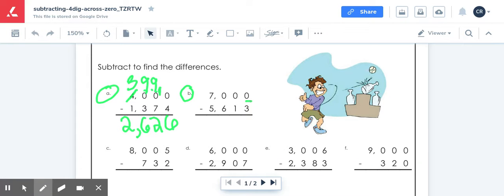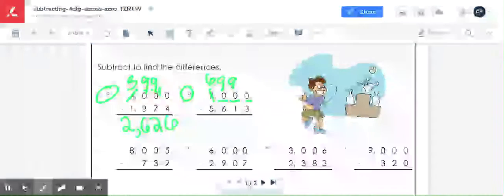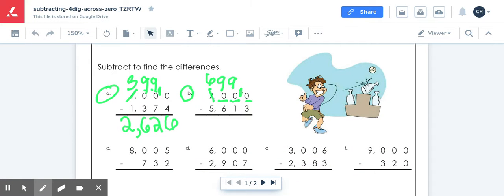I'm gonna start there, and I'm gonna go next door. They have nothing, and that's the tens. I'm gonna go to the hundreds. They have nothing, so I'm gonna go ahead to the 7,000. It becomes a 6,990, and this becomes a 10. 10 minus 3 is 7. 9 minus 1 is 8. 9 minus 6 is 3. Comma, comma, comma. 6 minus 5 is 1. 1,387.